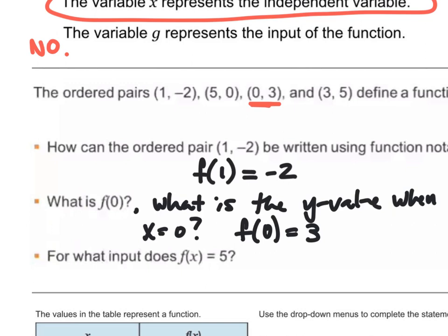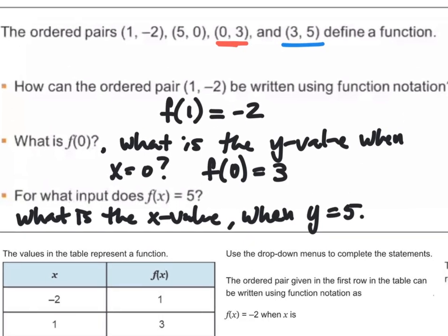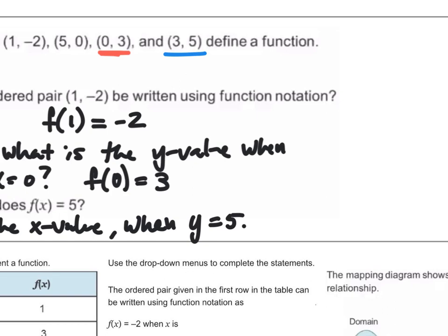And then it says over here, for what input does f of x equal 5? So another way of asking this is, what is the x value when y equals 5? Okay, so I look at all these points and I say, okay, I have a y value of 5 right here. What's the corresponding x value? And that value would be 3. And so you would say here on this one that x is equal to 3, and that's your answer.